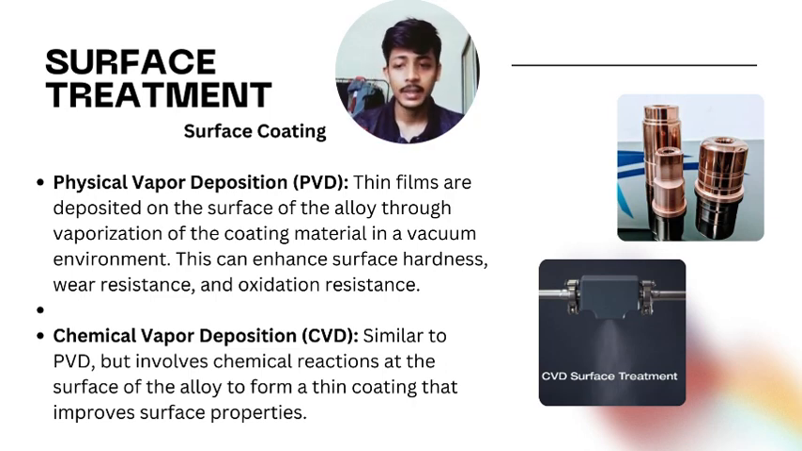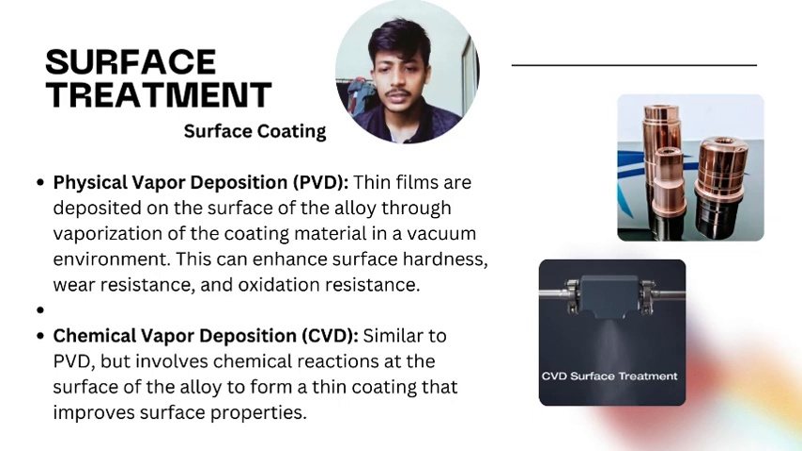In PVD, it involves vaporizing a coating material in a vacuum, which then condenses onto an alloy surface, forming a thin film. This PVD process enhances surface smoothness, surface hardness, wear resistance, and oxidation resistance, making it ideal for cutting tools, medical devices, and decorative finishes.